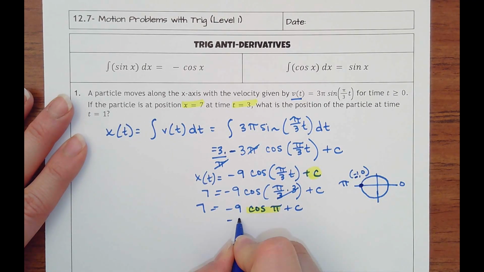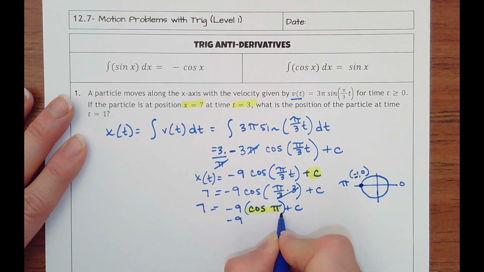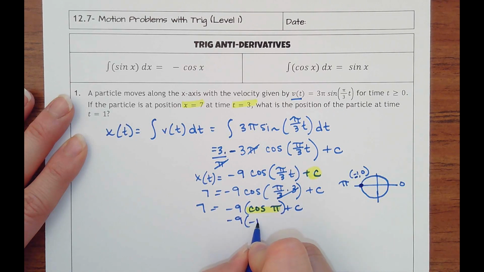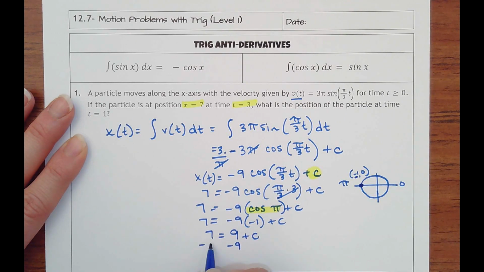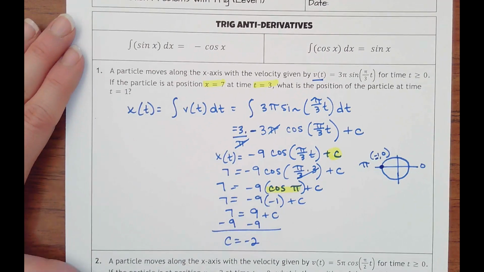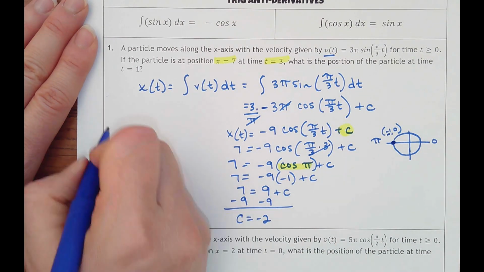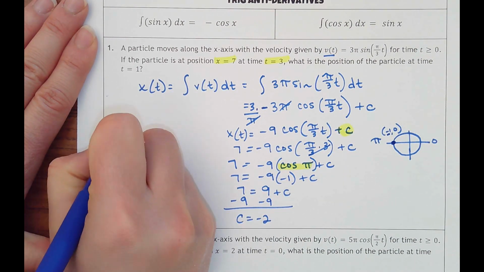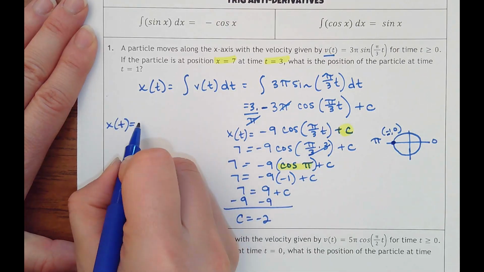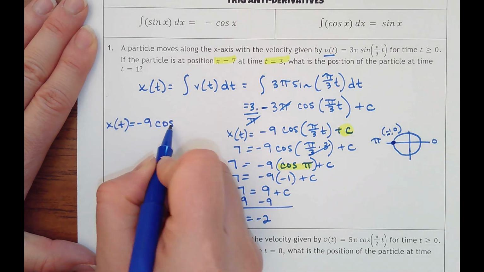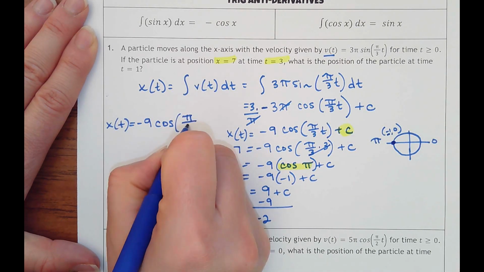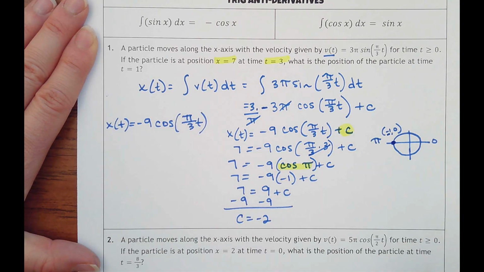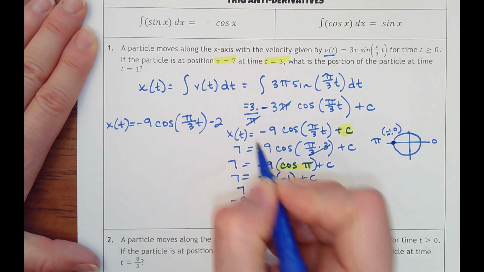So I'm going to say it's negative 9 times, because that's what that's saying, times what is cosine of pi, which is negative 1, plus c. That multiplies to make positive 9. Subtract 9 from 7. C is actually negative 2. All right, so I'm going to come over here. I'm going to write my position function again, which is negative 9 cosine pi over 3 times t, and then really minus 2 for my c value.